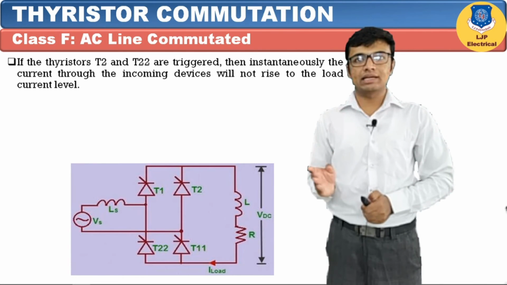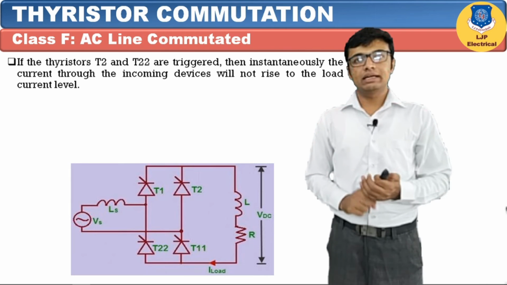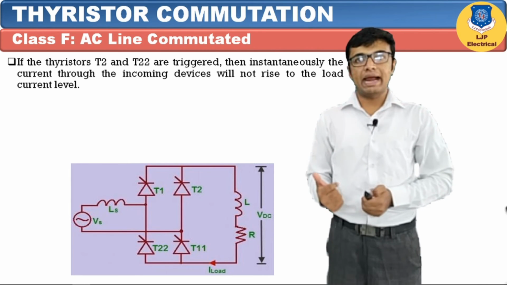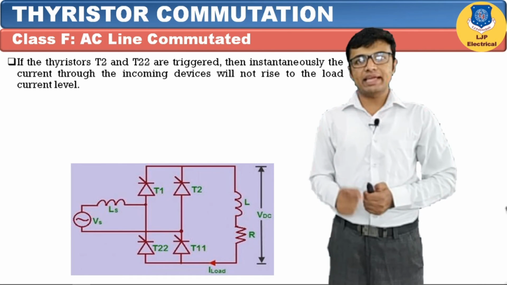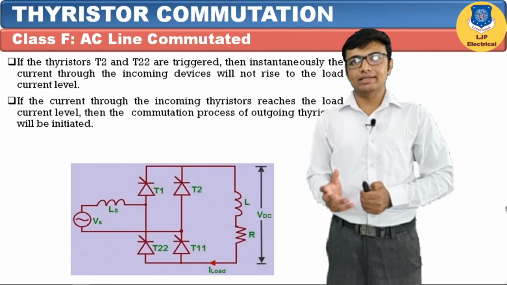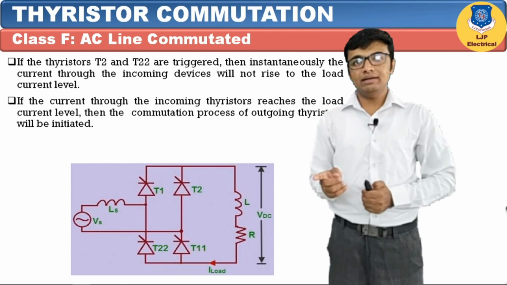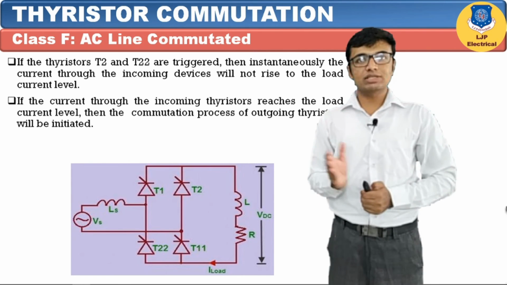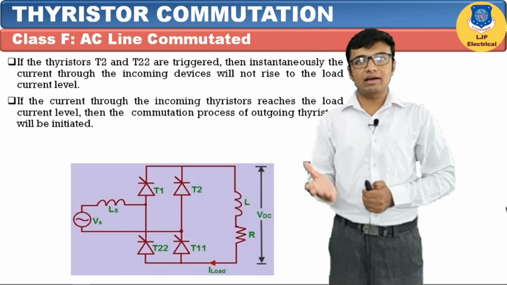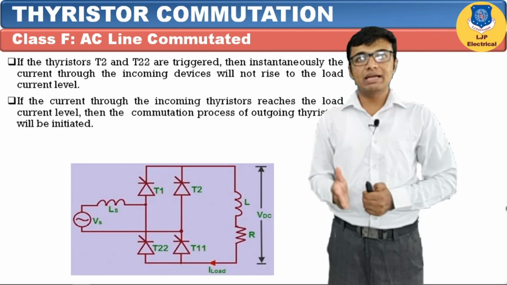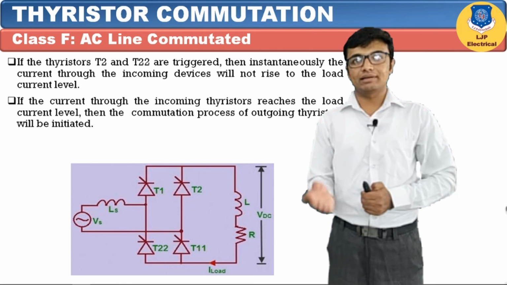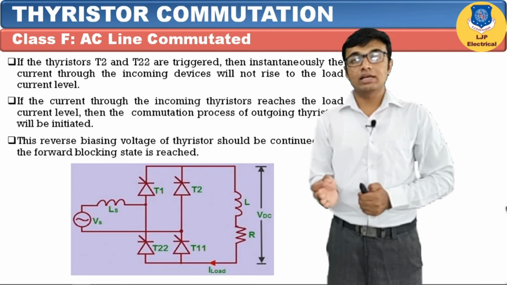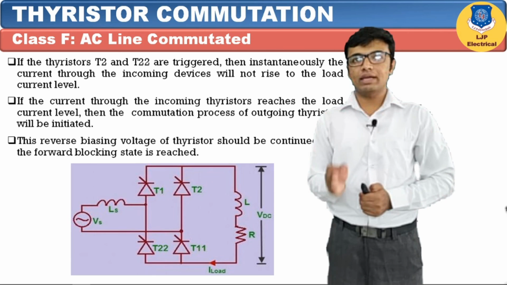It has a total of 4 SCRs, that is T1, T2, T11, T22, and has one load and one source. During the positive half cycle, T1 and T11 will trigger, and during the negative half cycle, T2 and T22 will trigger. When the negative half cycle comes, thyristors T1 and T11 will turn off due to reverse voltage across them. When the positive half cycle comes, thyristors T2 and T22 will turn off. If the current through the incoming thyristor reaches the load current level, then the commutation process of the outgoing thyristor will be initiated. The reverse blocking voltage of the thyristor should be continuous until the forward blocking state is reached.